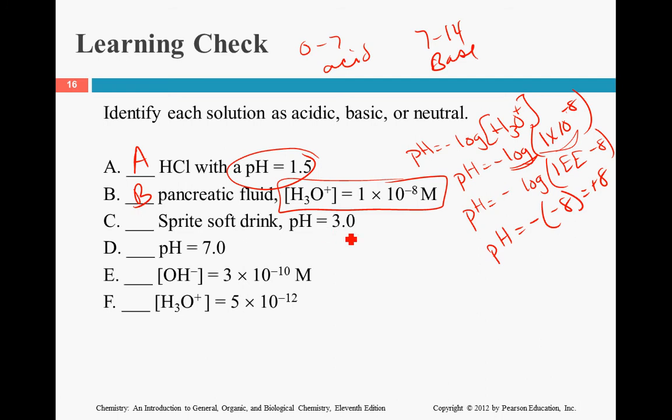Okay, Sprite is a 3.0. That puts it in the acid range. pH of 7, that is water. That's going to be neutral.